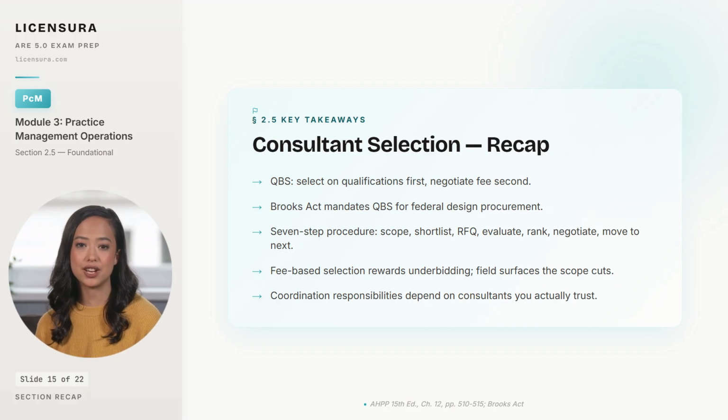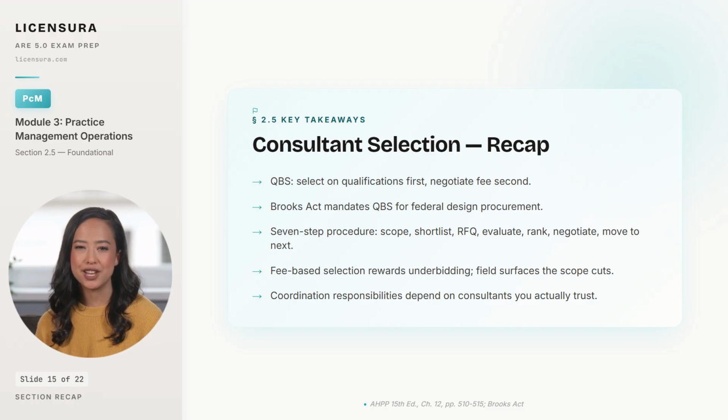5 takeaways on consultant selection. First, QBS means qualifications first, fees second. Every variation of that order produces worse outcomes. Second, the Brooks Act mandates QBS for federal design procurement, and the same approach is widely treated as best practice on private work.